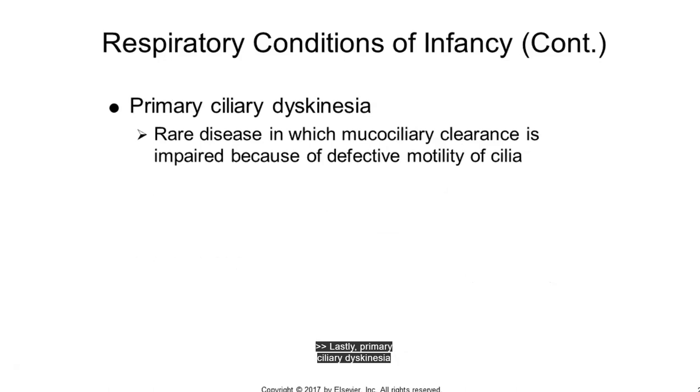Lastly, primary ciliary dyskinesia is a respiratory condition in infancy that may have lifelong implications and require programs to improve quality of life. Although rare, it is treated much like CF, with a rehabilitation program to include the same protocols. Our next lesson furthers our discussion.